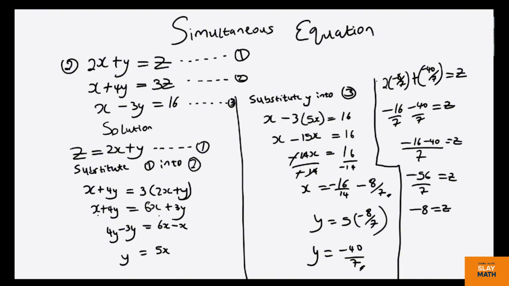So we have all our variables now, right? We have z as minus 8, we have x as minus 8 over 7, and we have y as minus 40 over 7. I hope that was pretty understandable.